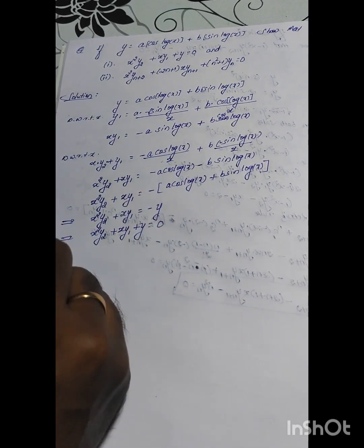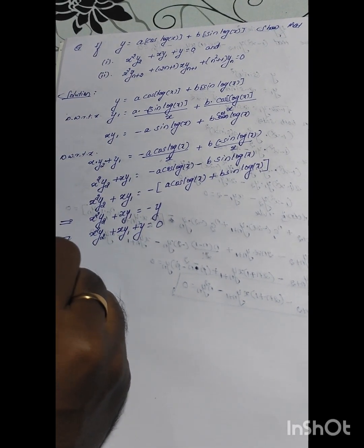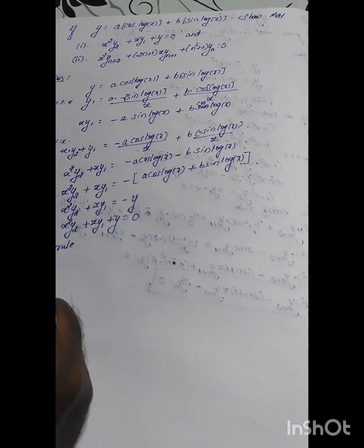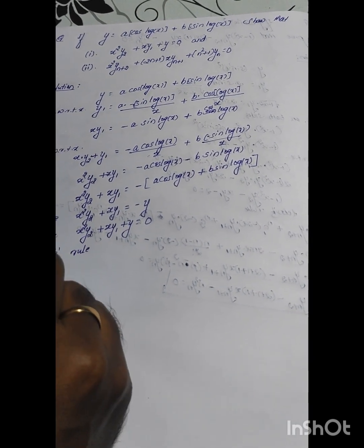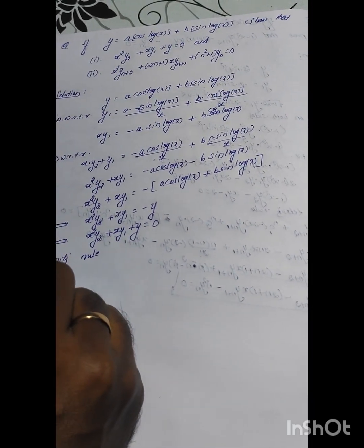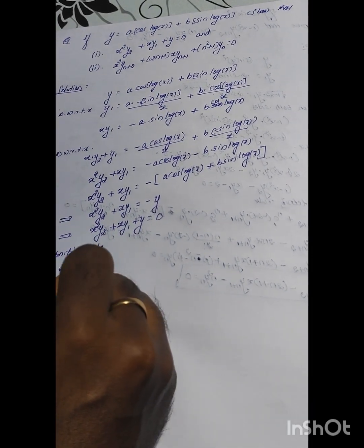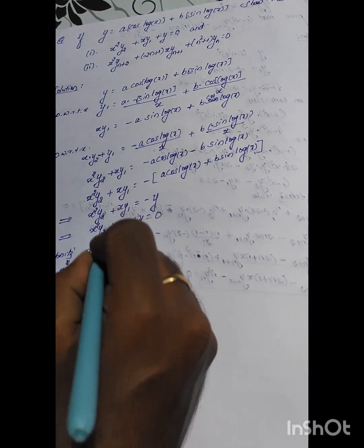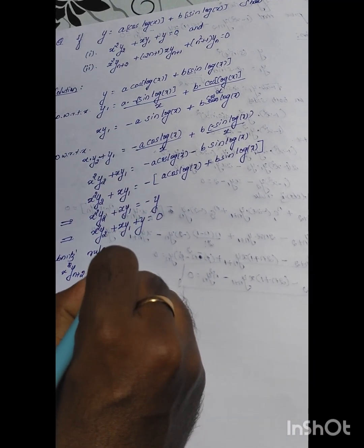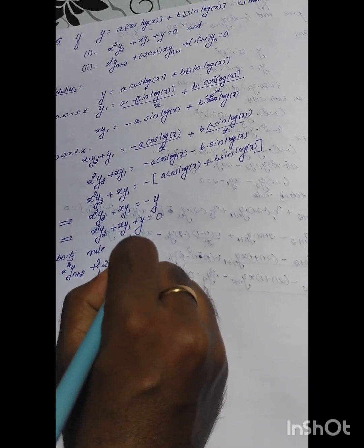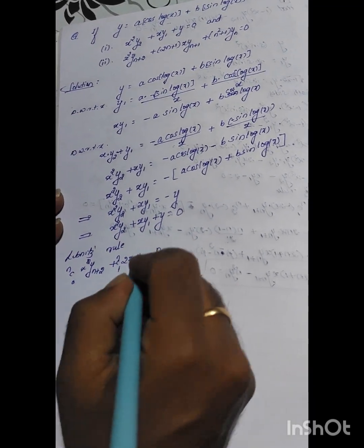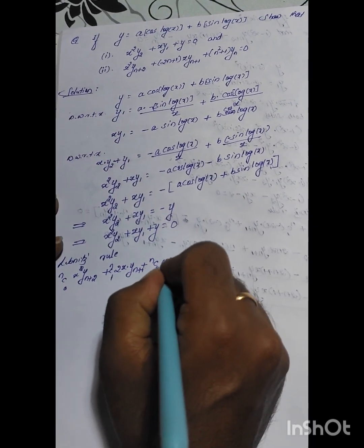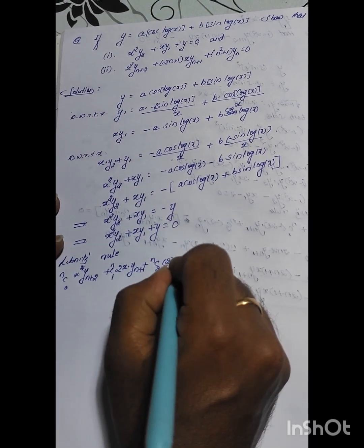Now we'll start with the second part. In order to show the second part, let's apply Leibnitz rule to the above equation. So what happens, nc0 x square into yn plus 2, plus nc1, derivative of x square is 2x, into yn plus 1, plus nc2, derivative of 2x is 2, and yn.